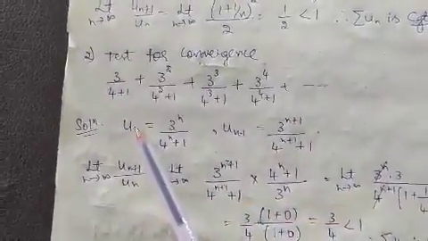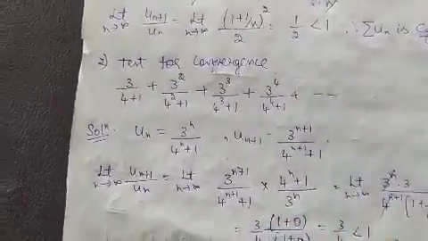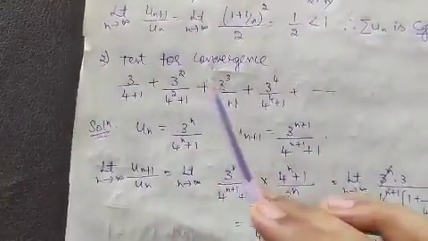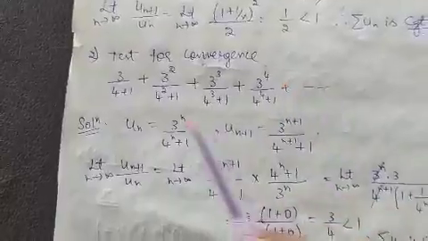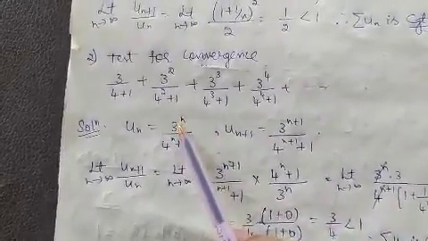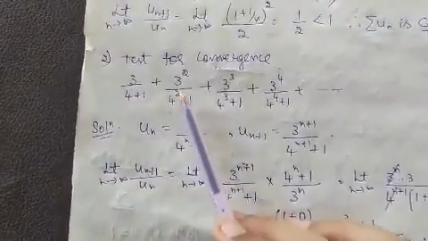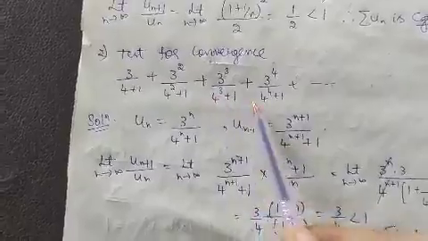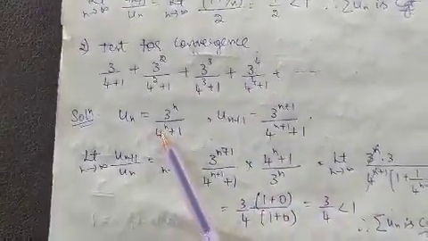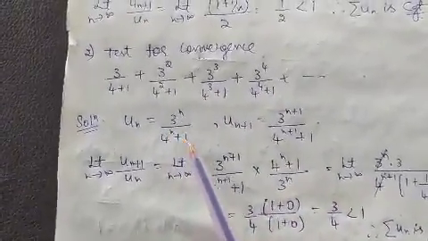So again, what is un? Observe the pattern: 3 square, 3 cube, 3 power 4. In general, what is the pattern in the numerator? It is nothing but 3 power n. What is the pattern in the denominator? 4 power 1 plus 1, 4 power 2 plus 1, 4 power 3 plus 1, 4 power 4 plus 1. What is general? 4 power n plus 1.